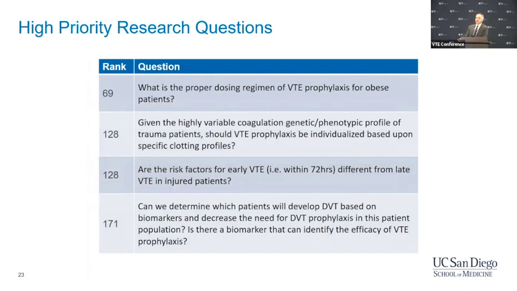Just to give you a little idea of some of the other questions, what do we do as far as dosing regimens as they relate to the obese? Number 128 was, given the high variability in coagulation as it relates to genetic and phenotypic profiles, is there anything that we should do with VTE prophylaxis to individualize how we give prophylaxis to people based on maybe their propensity to either clot or not?